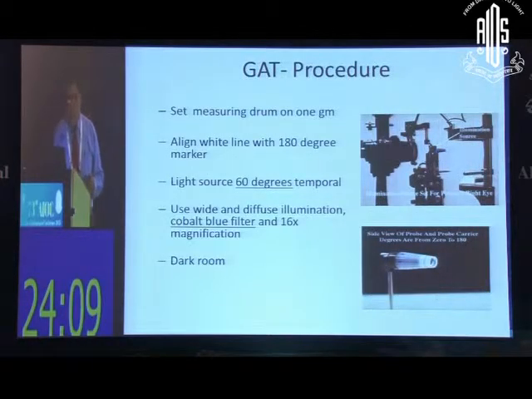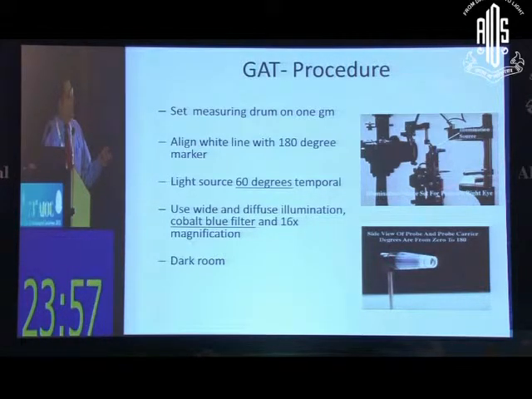The procedure: we should set the measuring drum on 1 gram, which I will remind you was equal to 10 millimeters of mercury. Then you align this white line on the prism holder to the 180 degree marker. The light source should be at 60 degrees temporal. Use the wider illumination, cobalt blue filter, and a higher zoom where possible, and always do it in a dark room.